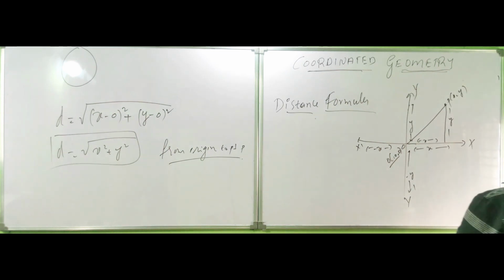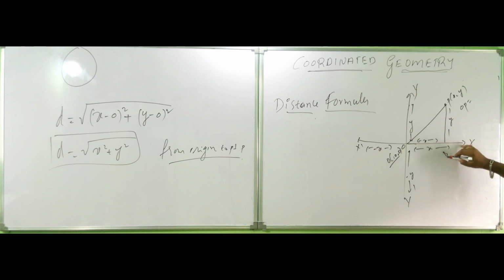In the right angle triangle you can also write OP square is equal to PB square plus OB square. So d square is equal to y square plus x square, and d is equal to the square root of x square plus y square. This is from the Pythagorean theorem.